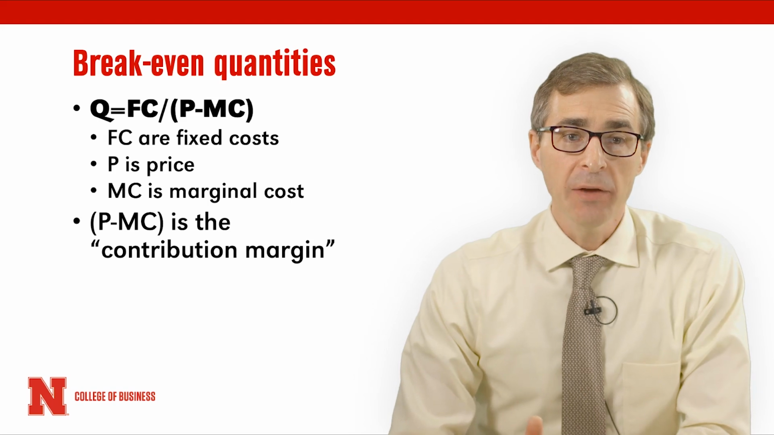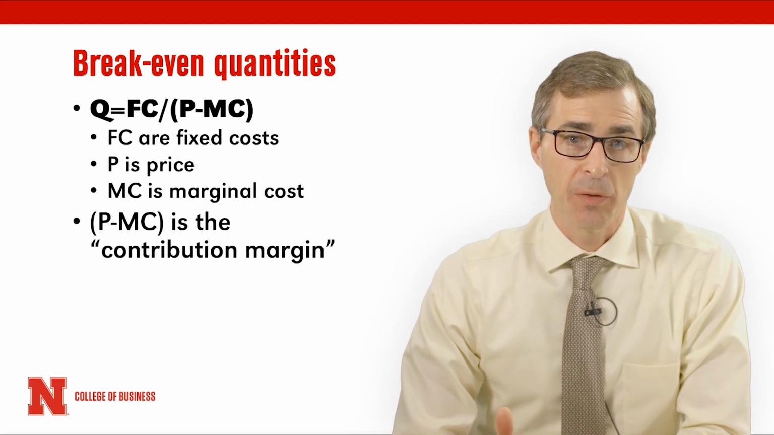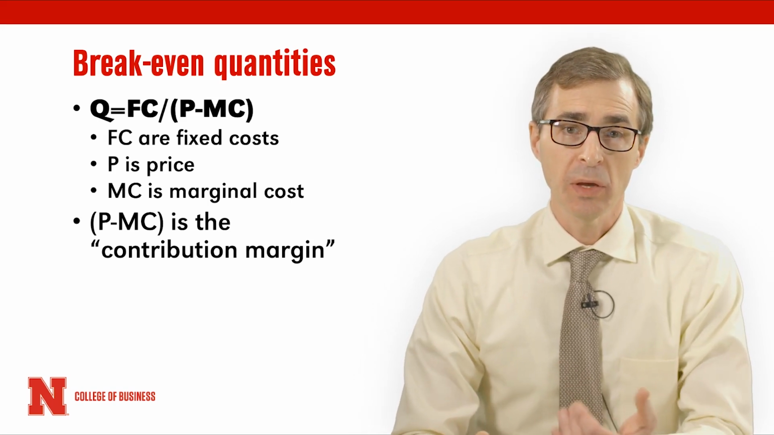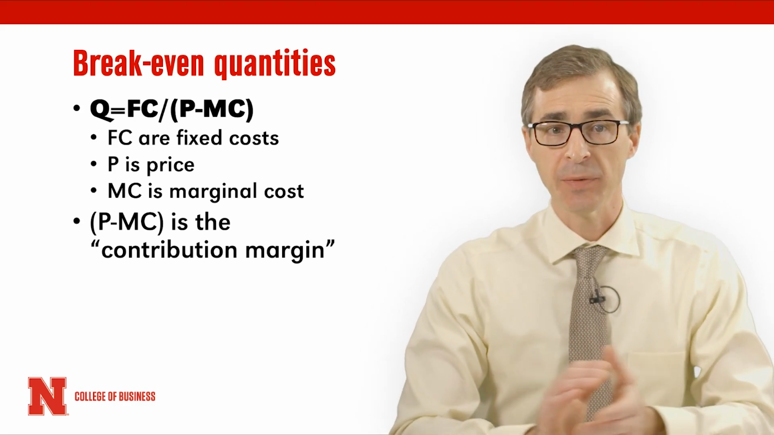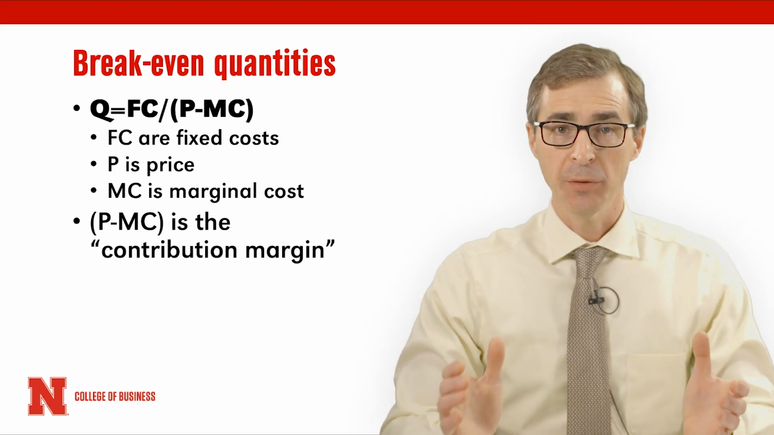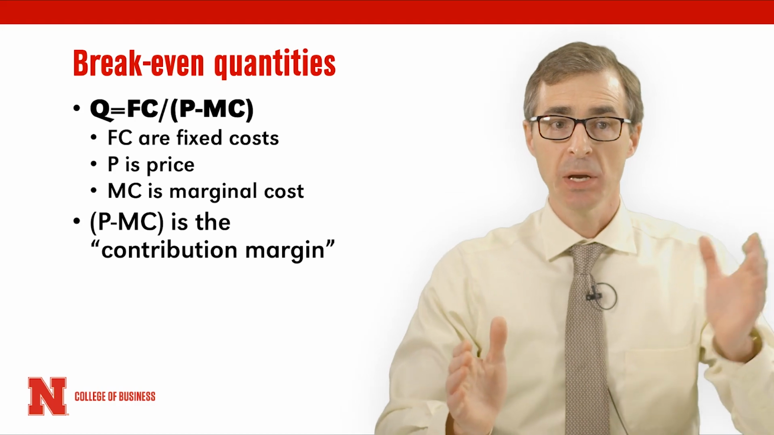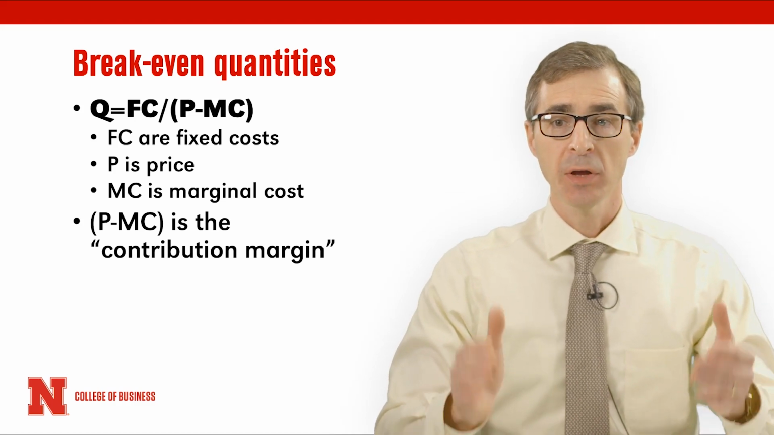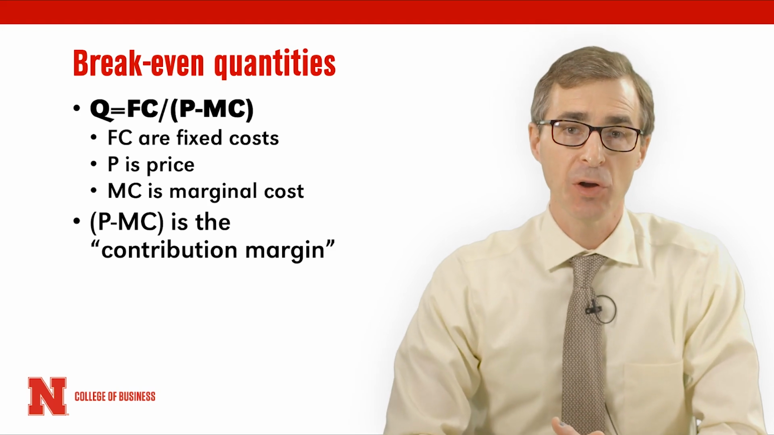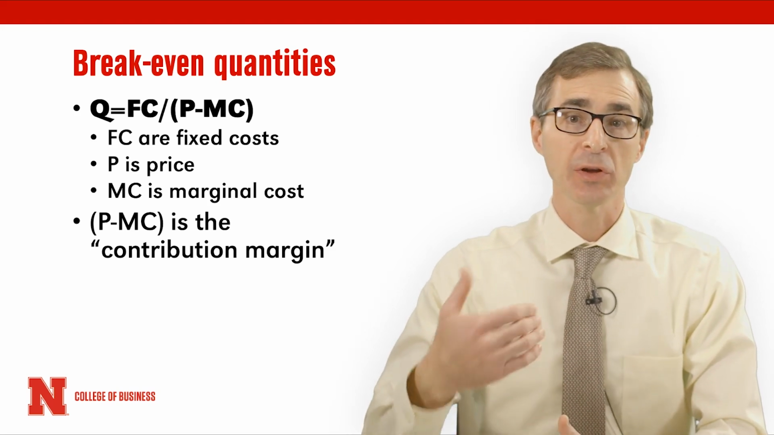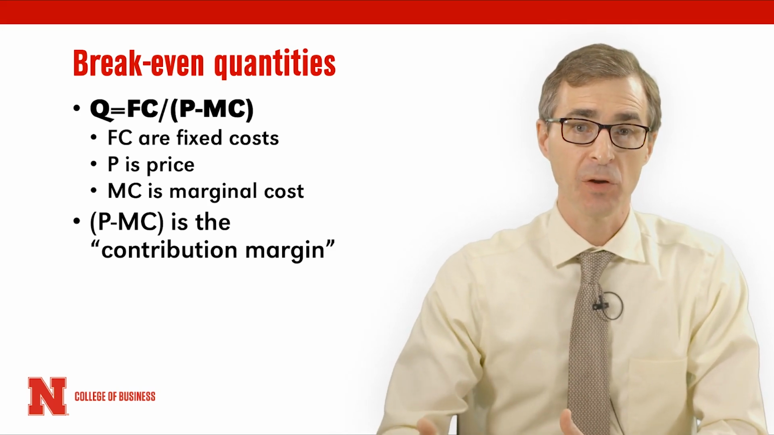We can derive the expression here for the break-even quantity. Q equals the fixed cost divided by the term in parentheses. And the term in parentheses is the contribution margin. It's equal to the price minus the marginal cost. The contribution margin is really what's left over after marginal cost has been met in order to contribute to covering the fixed costs.